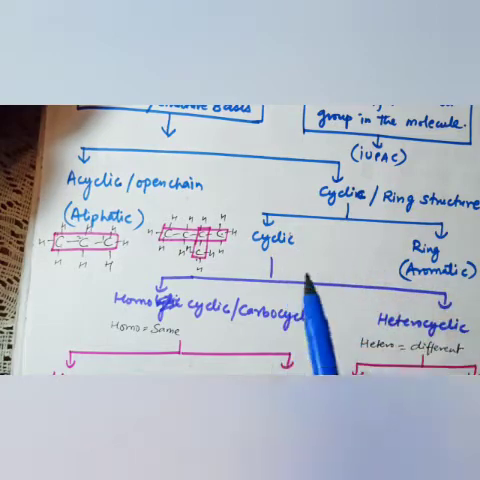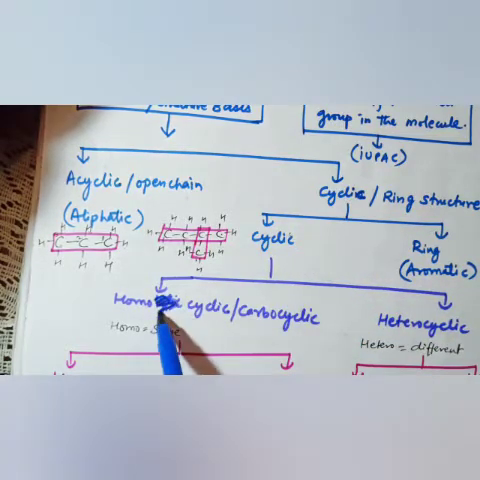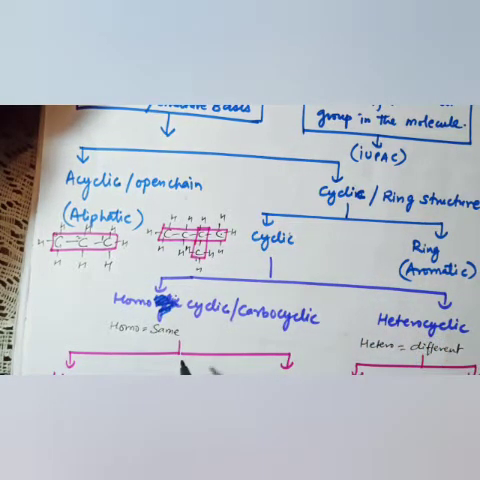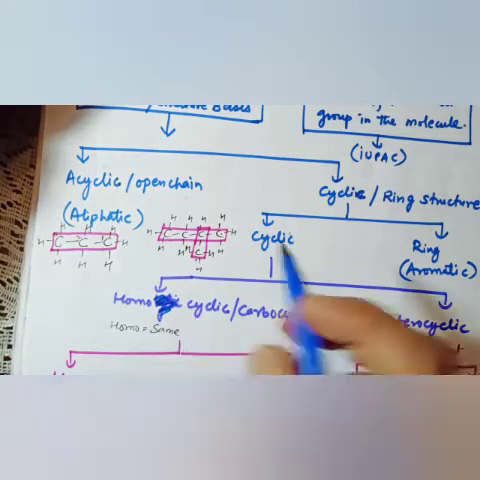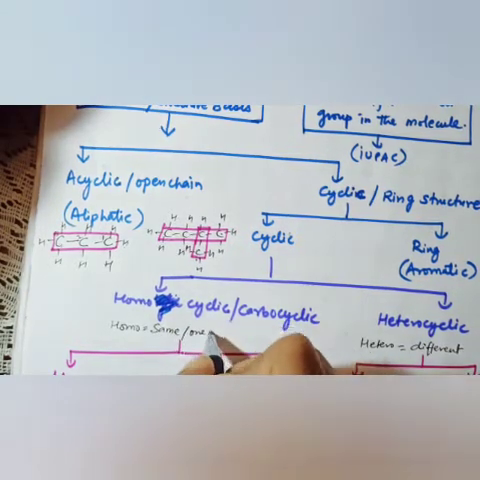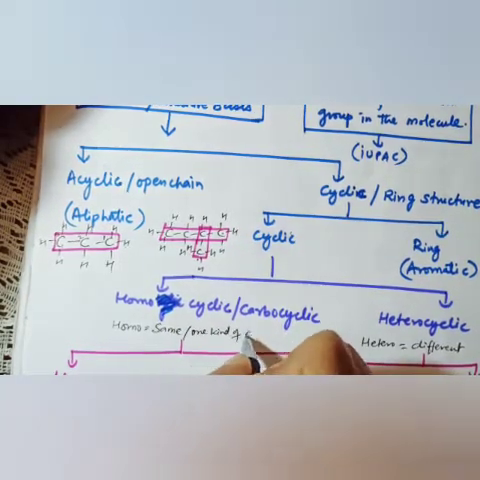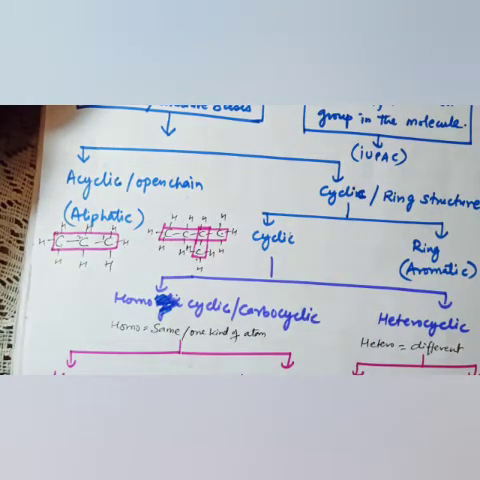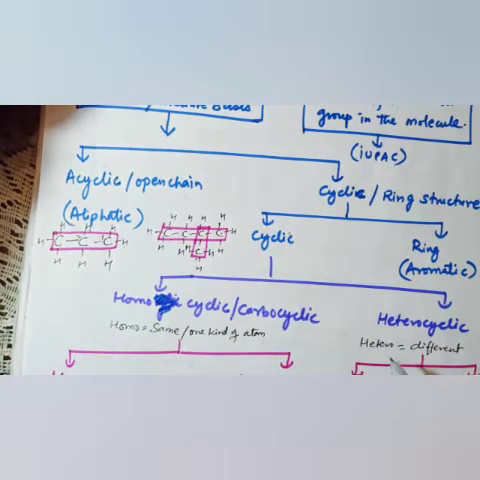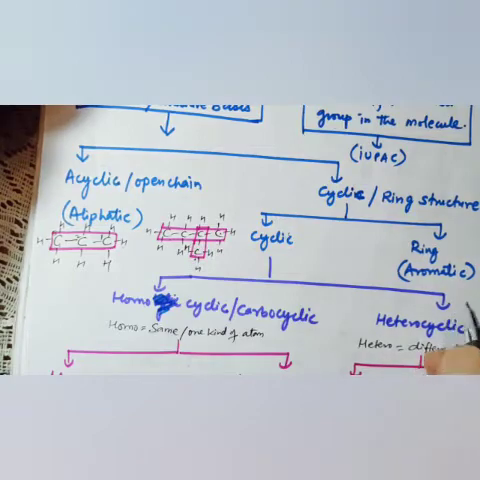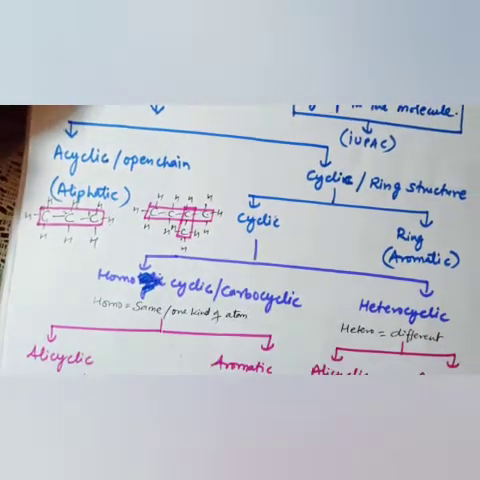We have already studied homocyclic and heterocyclic. Homocyclic compounds are those which contain a ring made up of only one kind of atom. Whereas heterocyclic is where more than one kind of atom is found in the ring.